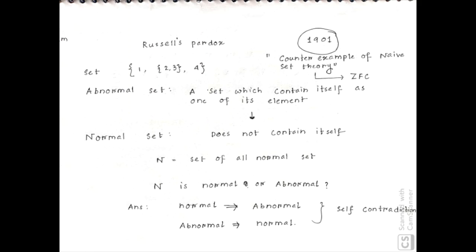So what is the paradox? To explain it, we begin by observing that a set can easily have elements which are themselves sets. For example, the set we have written as 1, 2, 3 within braces, and 4. This raises the possibility that a set might well contain itself as one of its elements.